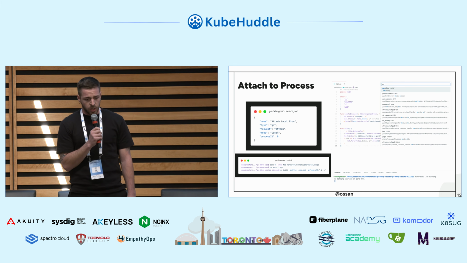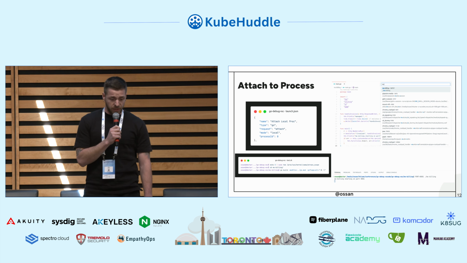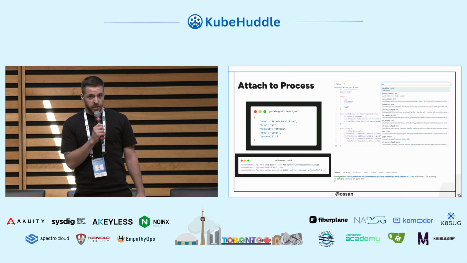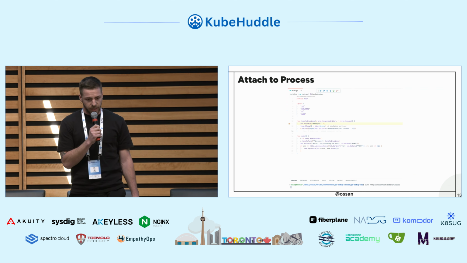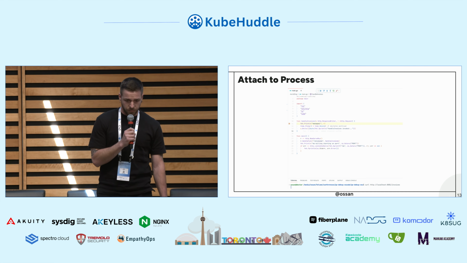Attach to process. So first of all, we have to compile our program by specifying some flags, and then we have to run it and select the PID, which is the process ID that our process has on our local running machine. Then, by invoking it with a simple curl command, we can step through our code.